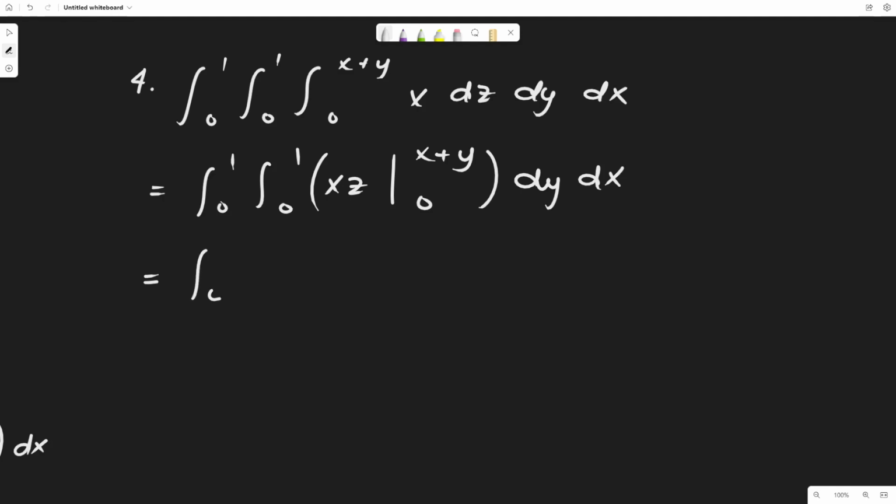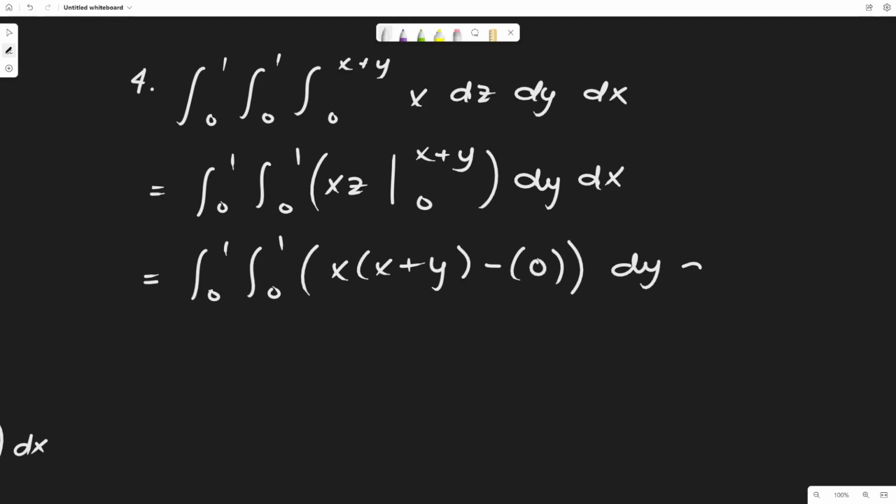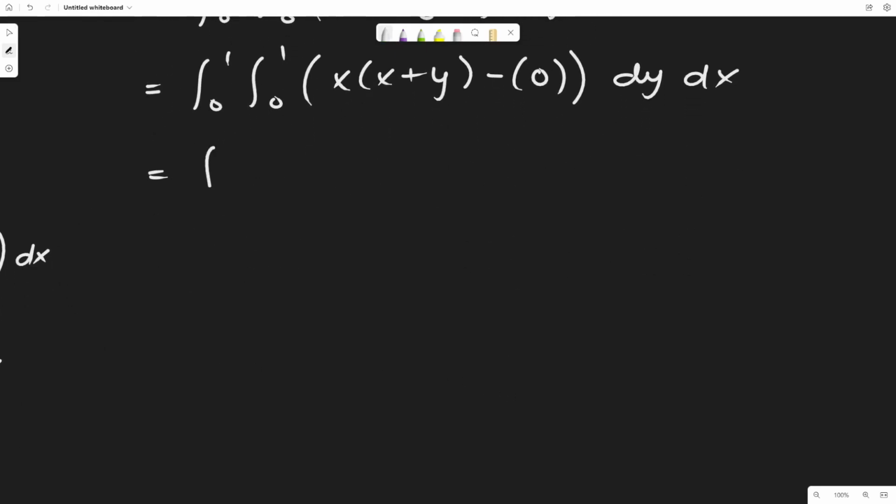So, we have, this will be x times x plus y, then minus 0. I won't write it anymore, since it's just minus 0. dy dx. So, therefore, we have the integral from 0 to 1, from 0 to 1 of x squared plus xy dy dx.